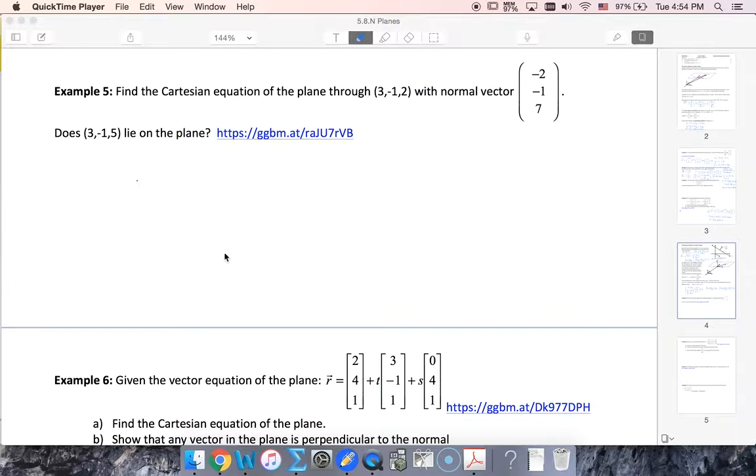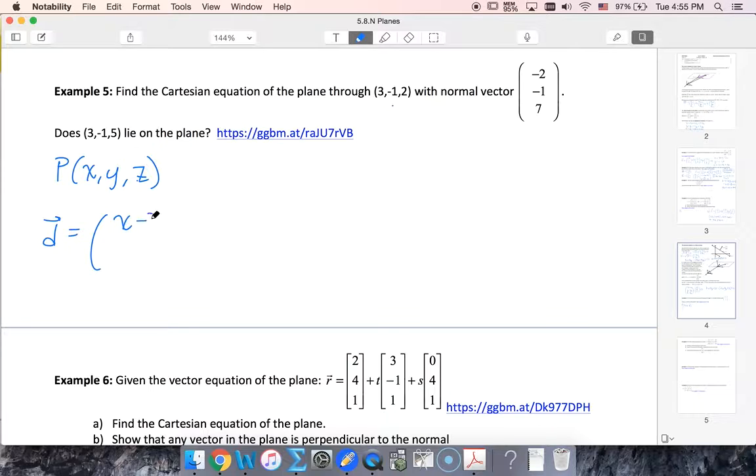So as we saw last video, a normal vector is going to be normal to any vector in the plane. So if I know a point on my plane, I can say that point P on my plane, x, y, z, is connected to this point with a direction on the plane. So I could say that direction is going to be x minus 3, y minus -1, z minus 2. And I know that d dot n is going to be equal to 0.